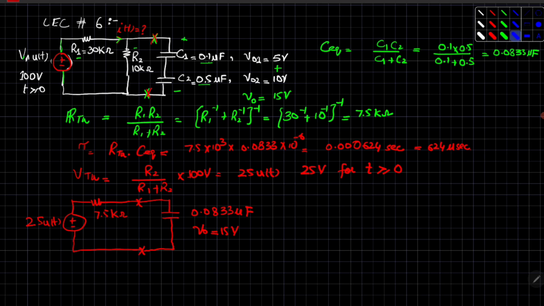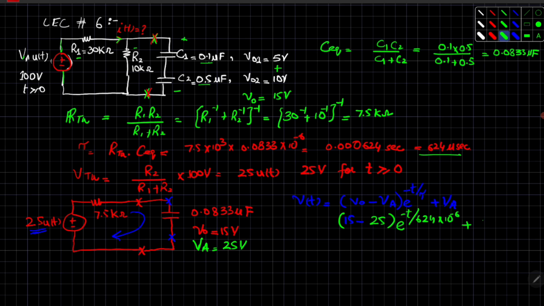Now we will apply the standard form of the equation. That is Vt is equal to V0 minus Va, times e raised to power minus t over tau, plus Va. What is the value of V0? That is 15 volts. What is the value of Va? Va is very easy to calculate, and it is equal to our source voltage, because in this circuit, when the capacitor is fully charged, it becomes open and we get 25 volts across this point. So Va is equal to 25 volts. So we have 15 minus 25 into e raised to power minus t over tau, where tau is 624 into 10 raised to power minus 6, plus Va, that is 25.